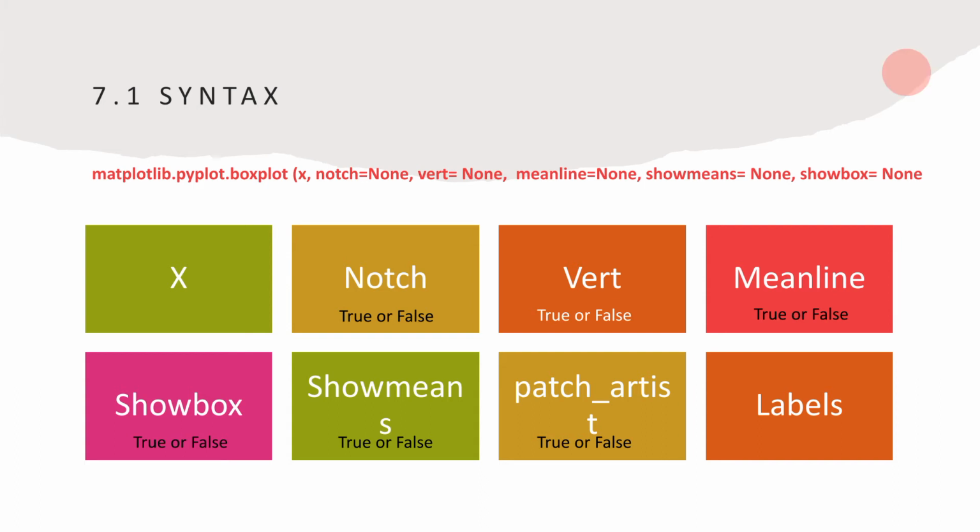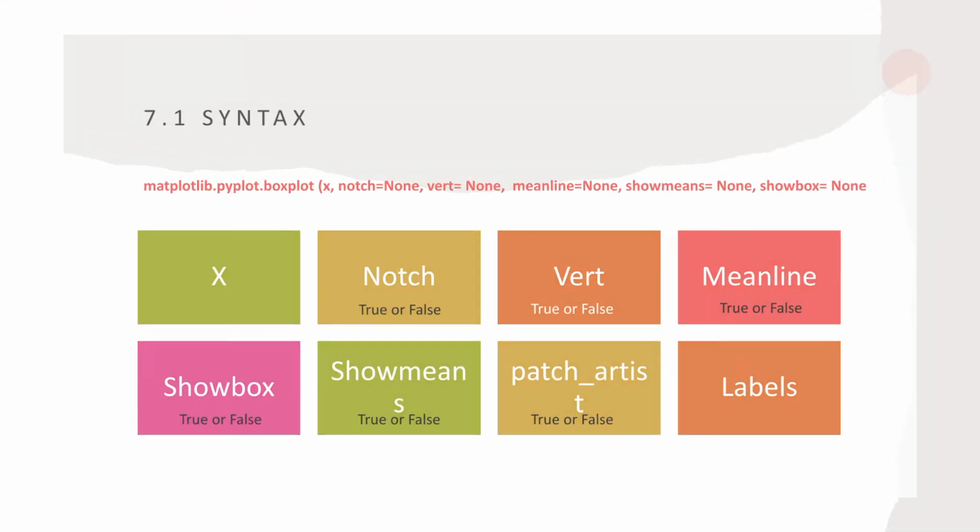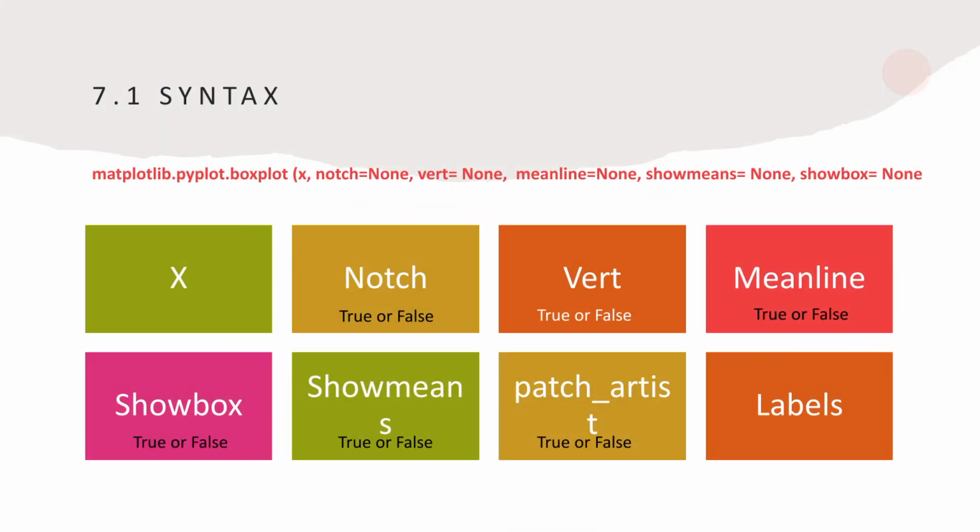And now patch artist. Here, if patch artist is true, it will fill the box with colors. This box will be filled with colors. And show means will show the arithmetic mean value line. Then label lists the sequence with labels of multiple sequence means plotted.